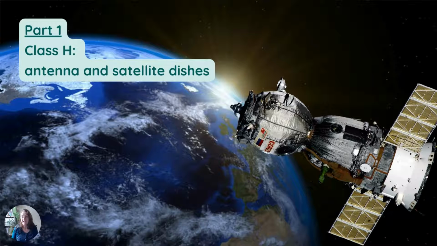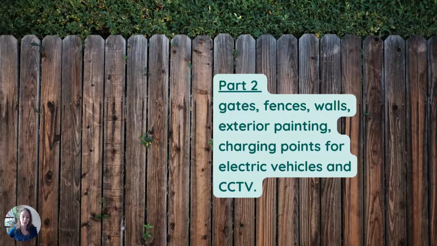Part 1 Class H is to do with antenna and satellite dishes. I don't know how this is particularly useful to people these days. I have fiber internet, so I don't have an antenna or a satellite dish on my home at all. I did at one time, but no longer. But if you wanted to have an antenna or a satellite dish, this would be where you go to check if you wanted to add that. I think it's not that usual anymore. So that was part 1.